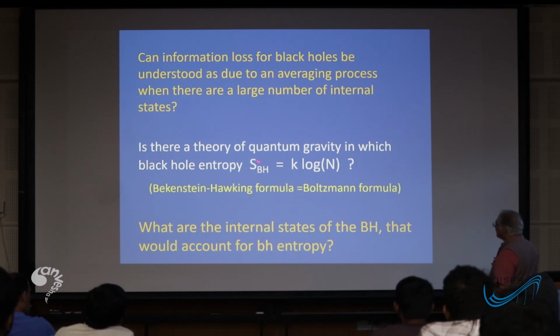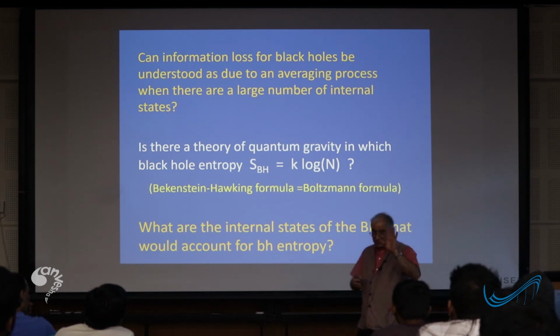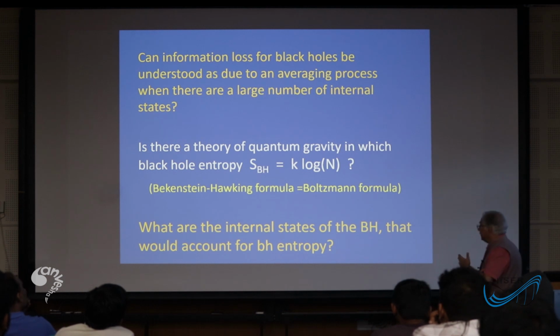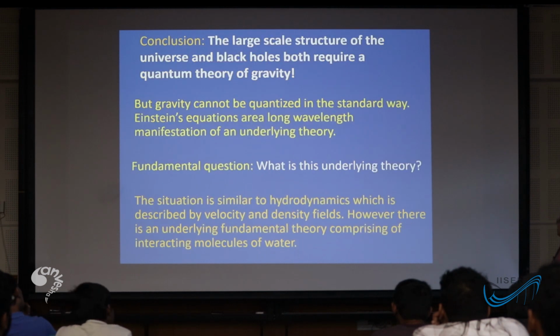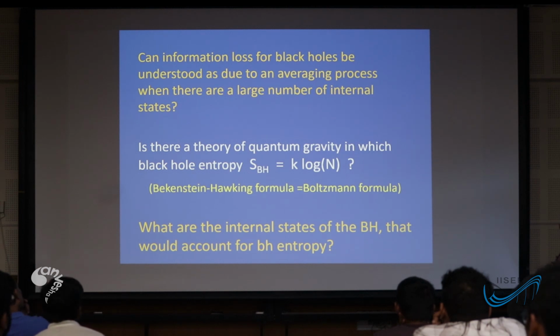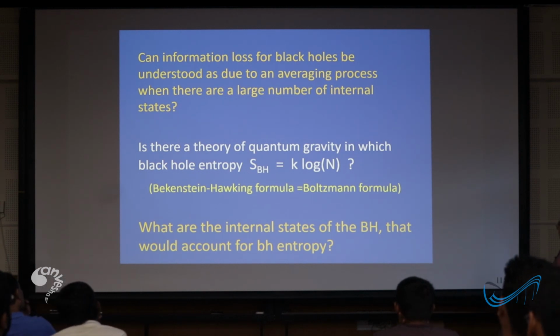If it follows from Boltzmann's formula, you have a good hope that we may be able to resolve this information puzzle. Immediately, it raises the question: what are the internal states of the black hole that would account for the entropy? The moment you say that you want a formula like Bekenstein-Hawking equal to the log of the number of states, what are those states? That is a very important question to have asked.